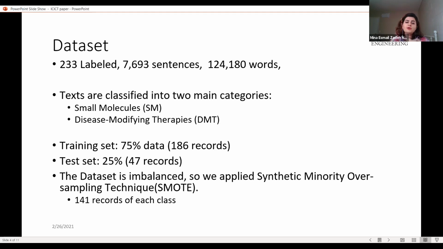therapies. So we used 75% of our data, about 186 records, for the training set, and 25%, 47 records, as the test set. And one problem was that the data set was imbalanced, and we had to find a solution for that. So we applied the synthetic minority oversampling technique, SMOTE, to balance the data set. After SMOTE, we got 141 records for each class.